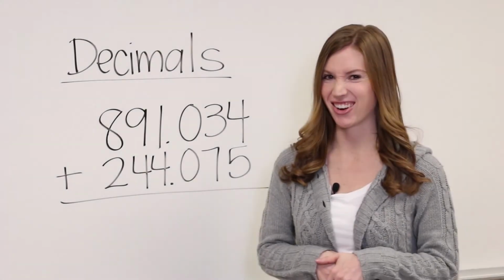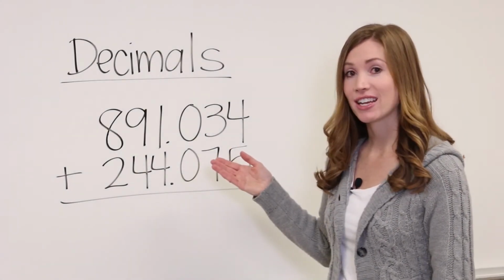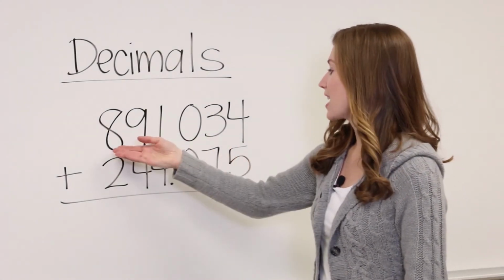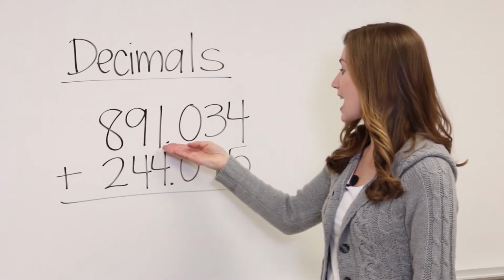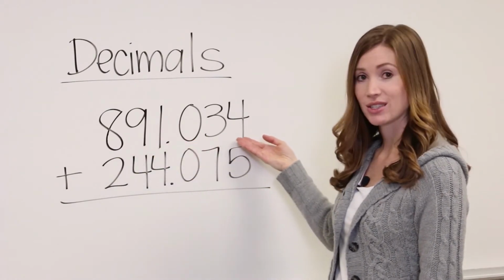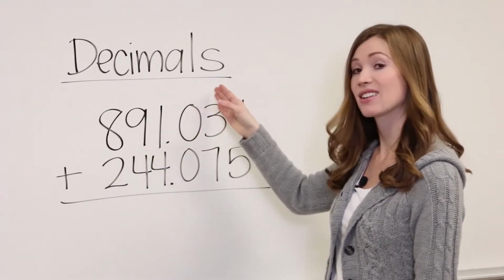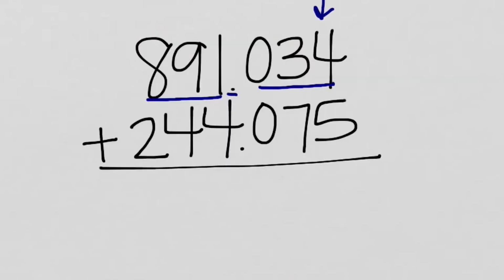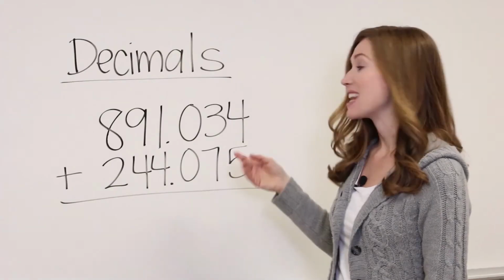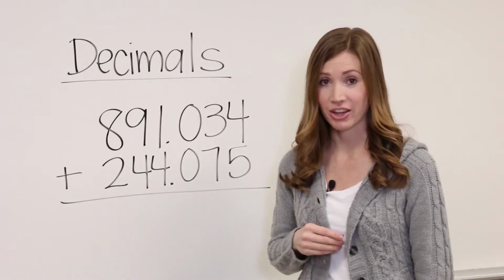Okay, let's get started. Read the problem to yourself as I read it aloud. 891 and 34 thousandths. Remember, tenths, hundredths, thousandths. Plus 244 and 75 thousandths. Now this problem is just like the problems we've been looking at today.